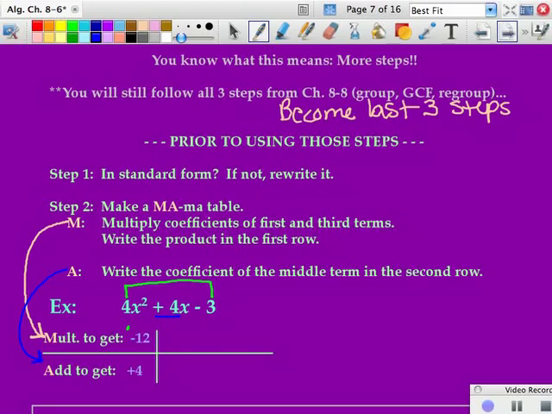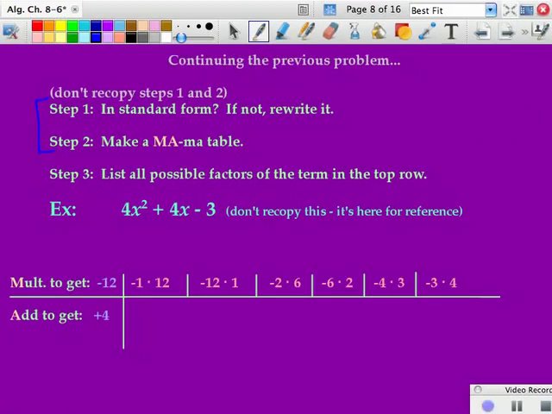All right, these are just a repeat. Don't copy it. Now what we're going to do is, in our third step, list all possible factors of the term in the top row. So really, what you're looking for is everything that would multiply to give you negative 12. Okay, if you multiplied negative 1 times positive 12, that would give you negative 12, and work your way on down. So all our possible factors. Remember, factors are your multiplying, okay? So all of these terms will multiply to give you this number right here. Not so bad.